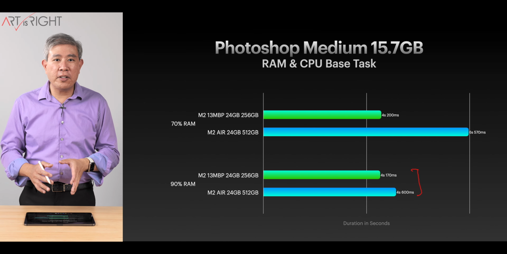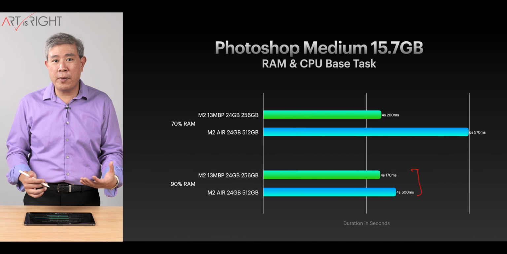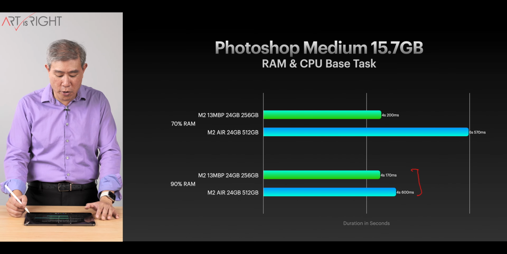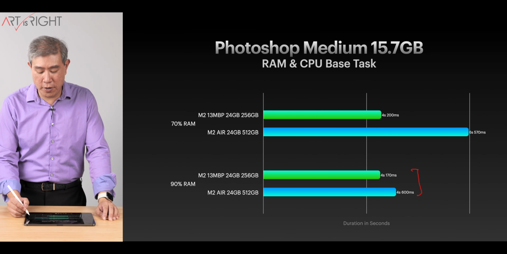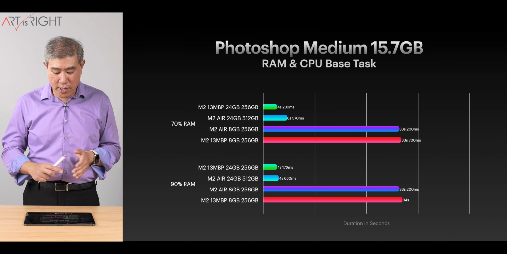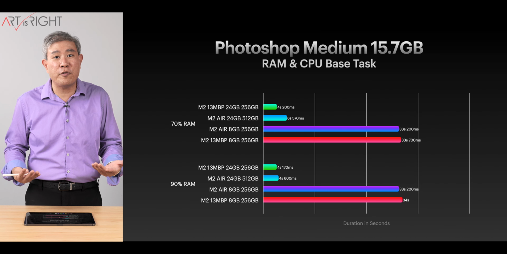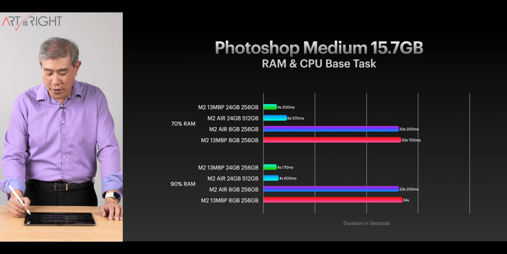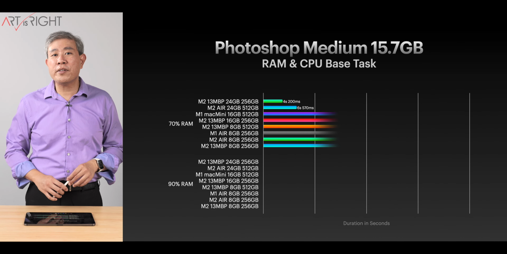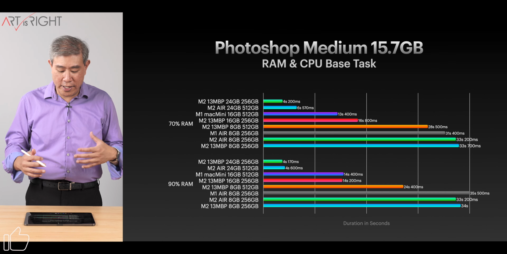So pretty much what we are looking at here is the way Photoshop utilizes the RAM on the system and also some of the CPU performance as well, but they're really close to each other. Here's the result comparing with the 8 gigabyte machine. You can see that 8 gigabyte takes much longer, so if you work with large files, giving yourself much more memory is going to be of a big benefit. Here's the result comparing with the other M2 and also M1 machines, so you have a good idea for the performance spread.